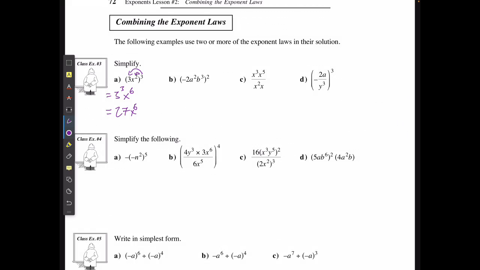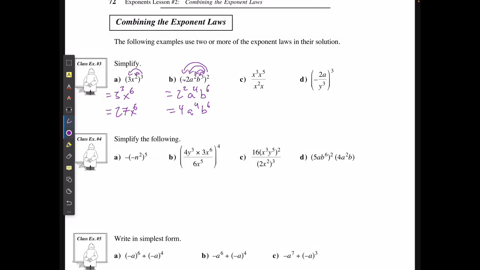For example B, I have -2 a to the power of 2, b to the power of 3, and then it wants me to square it. So I'm going to apply the squared to the negative, to the 2, to the a's, and to the b's. A negative number squared is going to make a positive, so I'm left with positive 2 squared. a to the 2 to the 2 is a to the 4, and b to the 3 to the 2 is b to the 6. And 2 squared is 4. 4 a to the 4, b to the 6.